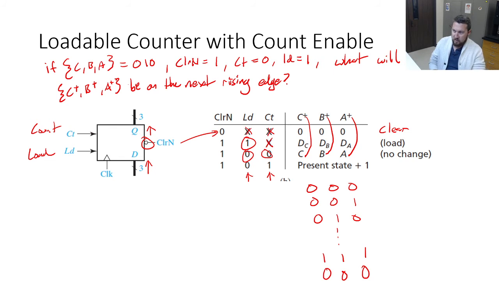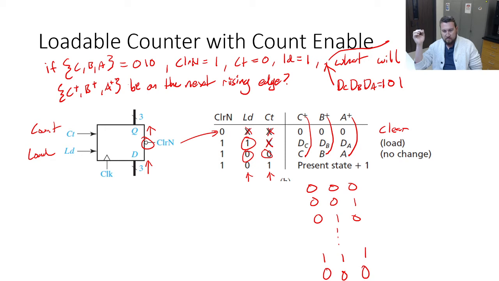So in a loadable counter with count enable, if CBA is equal to 0, 1, 0, and then clear in, I need to add some stuff too. Let me see, I forgot one thing here. I'll put it there. And let's say DC DB DA is equal to 1, 0, 1. What will C plus B plus A plus be on the next rising edge? Somebody want to wager a guess? Nobody wants to wager a guess.